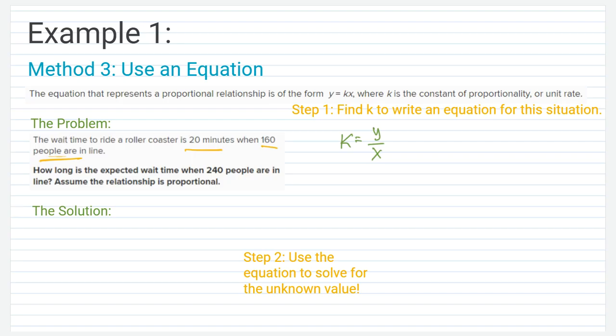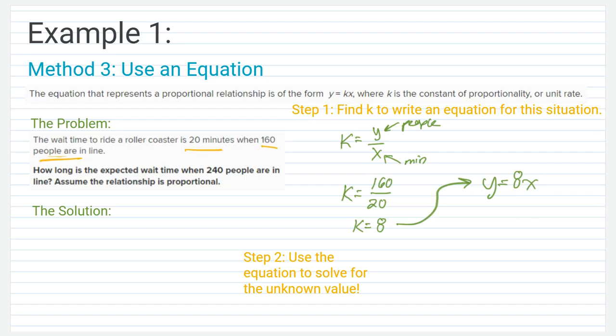So I'm going to go ahead and say my y value is people and my x value is going to be the time in minutes, just so that I can deal with a nice whole number. So 160 divided by 20, and so my k value is going to be 8, right? So basically that means it's 8 people per minute. So we're going to use the equation, which I've now written out, y equals 8x. We're going to use that equation to solve for the unknown value.